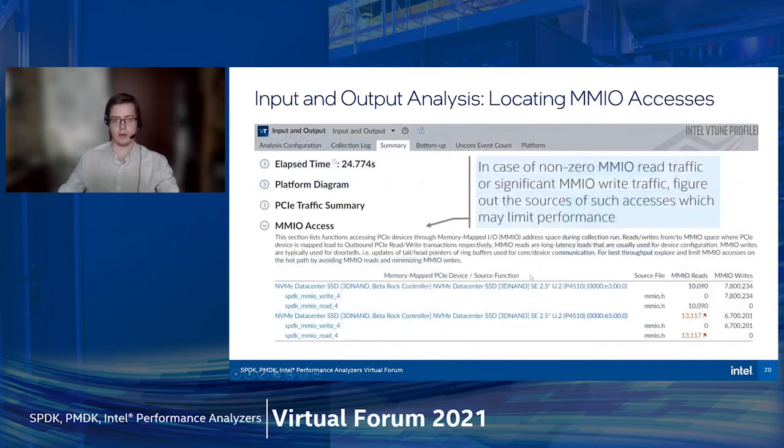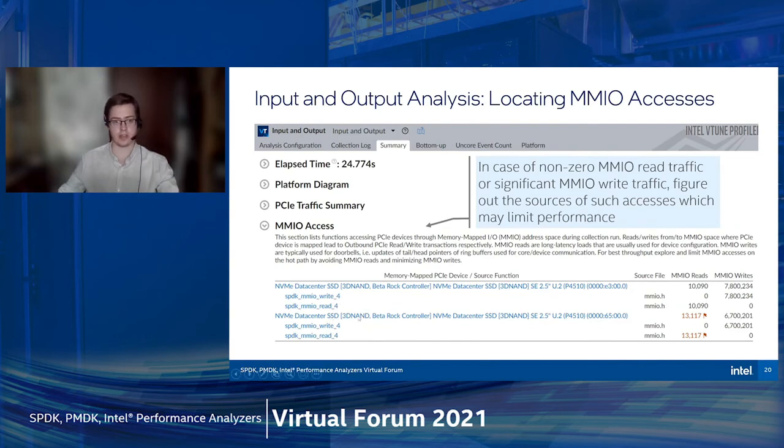And as for MMIO accesses, we have a workflow to locate where in your application these MMIO accesses come from. So if you see that you have non-zero MMIO read traffic or some significant MMIO write traffic, you can see which functions of your application induce these transactions and which devices these transactions go to.